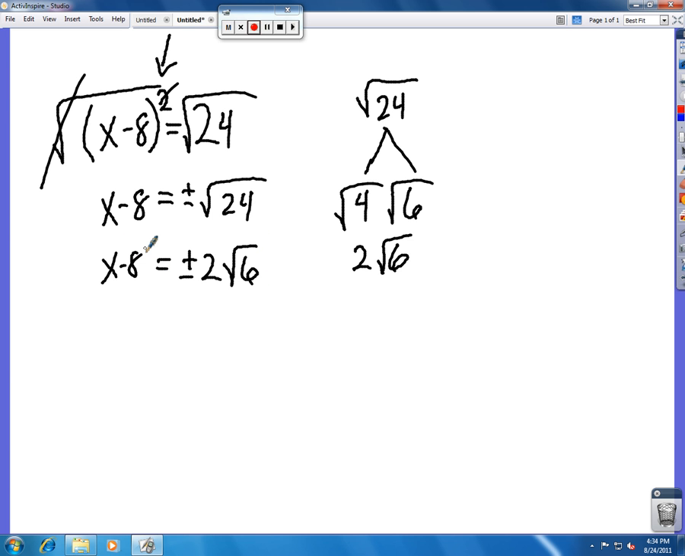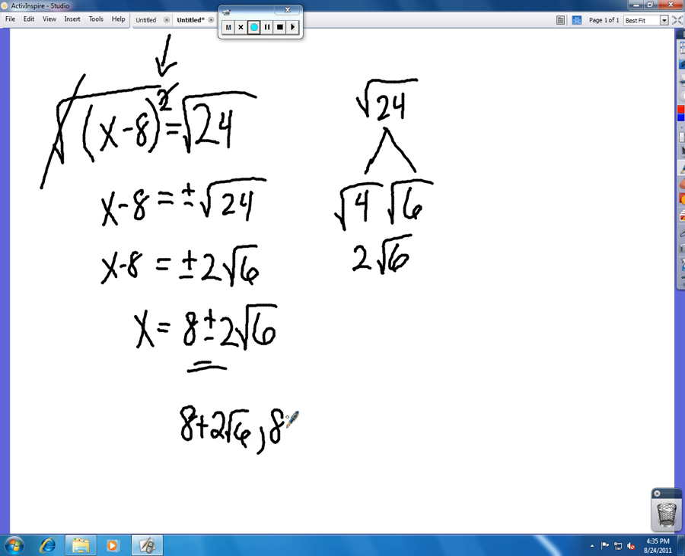Okay, and again we're solving for x because that's the only variable. So go ahead and add 8 to both sides. So we've got 8 plus or minus this. Because of this plus or minus right here, you actually have two answers. You've got 8 plus 2 root 6, and you have 8 minus 2 root 6. If you were to report to me only this one, you'd maybe get a point marked off. Same thing if you only reported this one. So again, keep in mind you've got two answers sitting there.